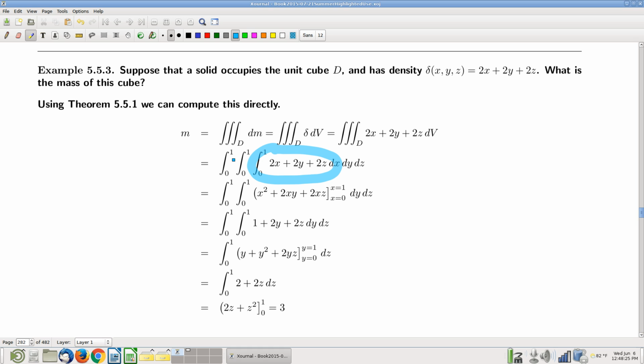I can't do the dz integral first because the function of z that is the dz integrand, I don't know what it is yet. I haven't evaluated those inside integrals yet. So you unavoidably have to go inside out. Okay, so x, antipartials. Don't forget what's a constant and what's not a constant, right? X is the variable, y and z are constants.